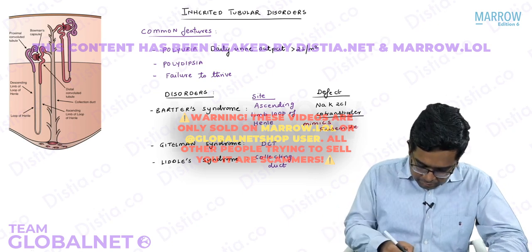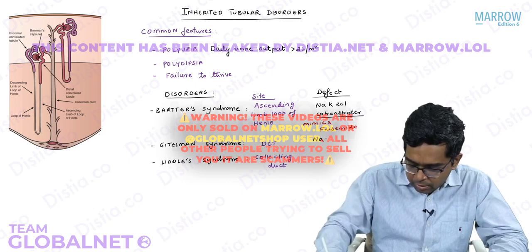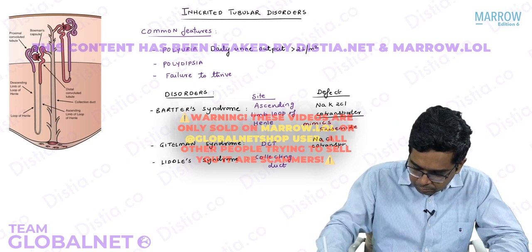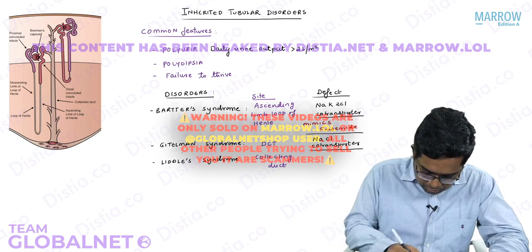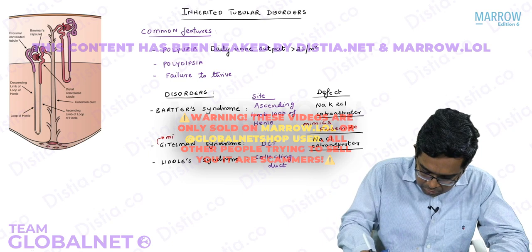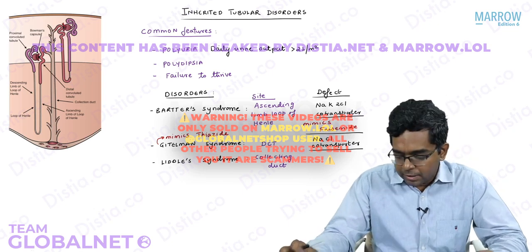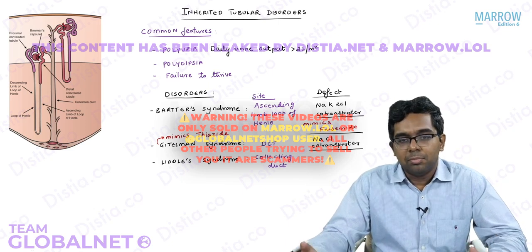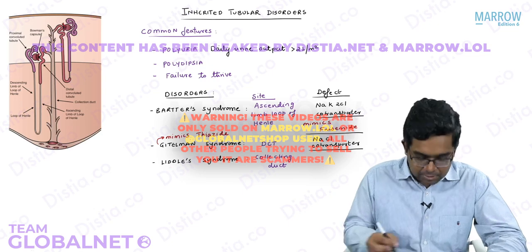Okay, right. In Gitelman syndrome, the defect is in the sodium chloride co-transporter, which actually mimics the action of thiazide diuretics. Thiazide diuretics inhibit the sodium chloride co-transporter, whereas in Gitelman syndrome, by birth itself, that transporter is defective. Third important is Liddle syndrome.